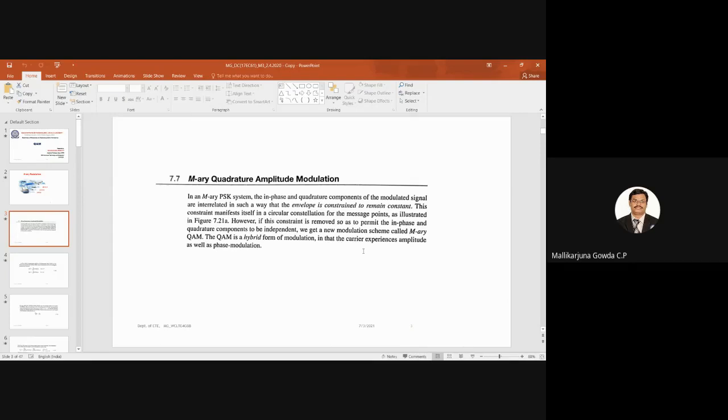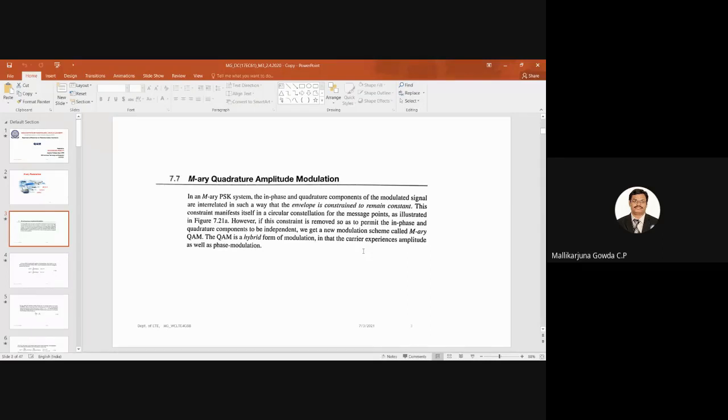In case of M-ary quadrature amplitude modulation, here the amplitude as well as the phase of the carrier is varied. That is why it is called a hybrid form of modulation, because we are going to vary two parameters of the carrier signal: one is the amplitude and another one is the phase. Hope you have understood what is QAM by this time.